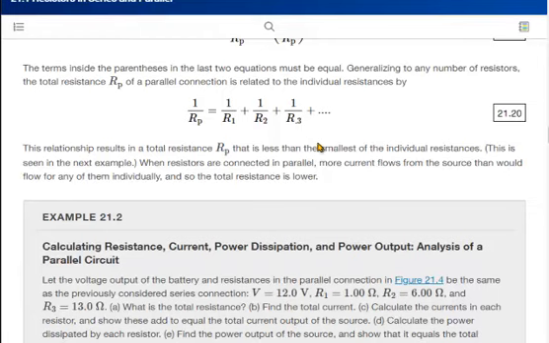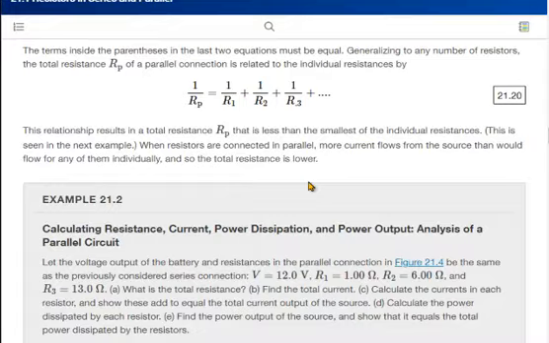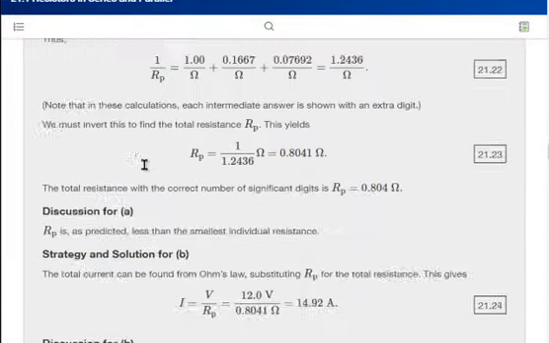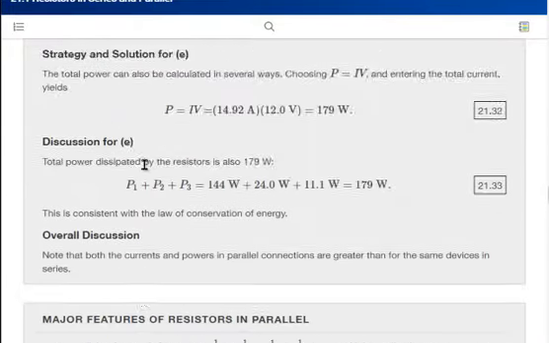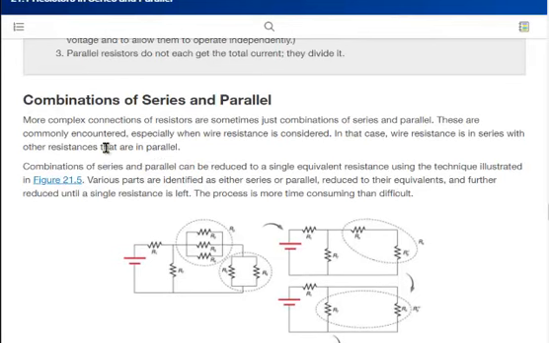I don't know why there's a dot right there, or is that on my screen? No, that's in the book. So add the reciprocals, and that is 1 over the equivalent resistance. I'm going to give myself a pause because I think I'm going to talk about the combinations of series and parallel later. So let's go to this one here.